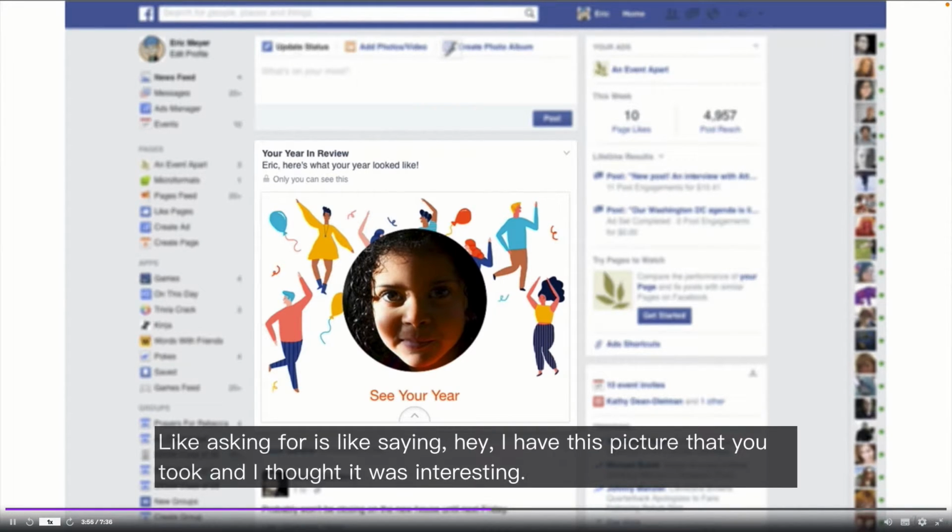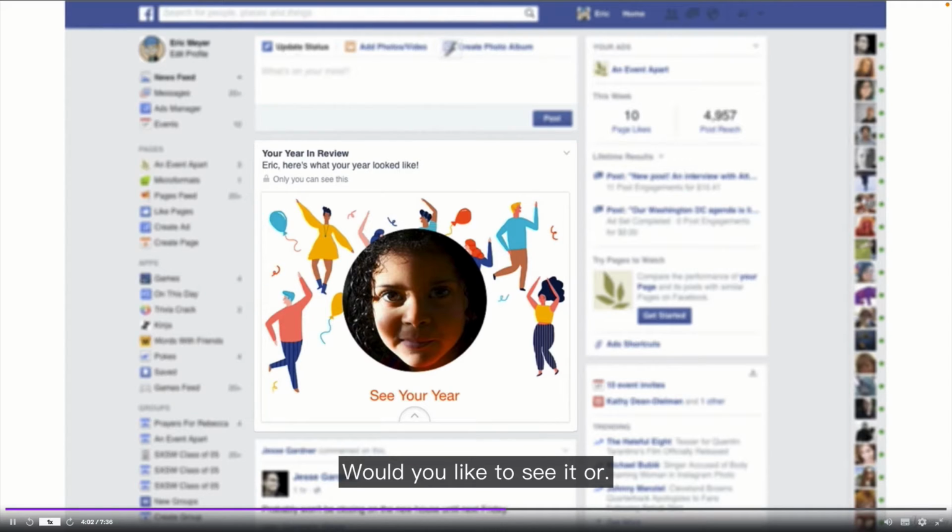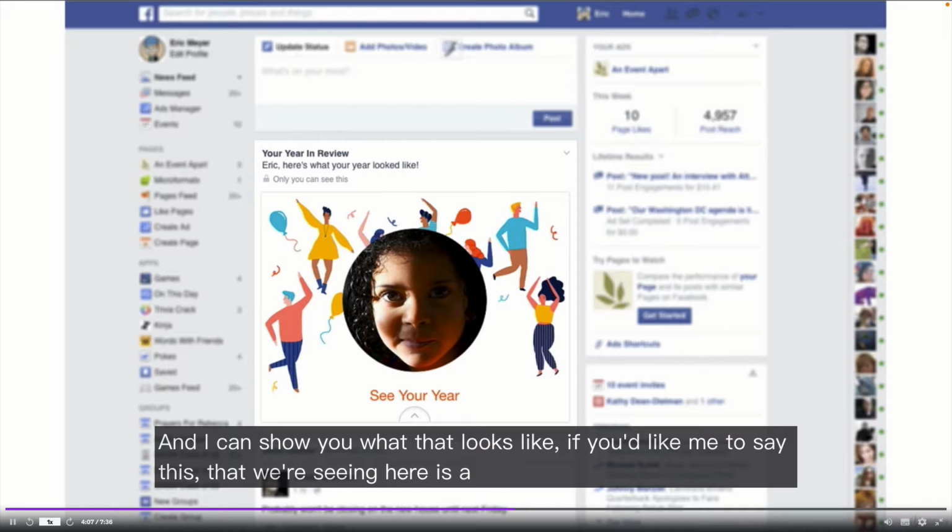Or would they do something different, like asking first, like saying, "Hey, I have this picture that you took and I thought it was interesting. Would you like to see it?" Or, "I do photo albums for friends. Would you like to do one? And I can show you what that looks like if you'd like me to."